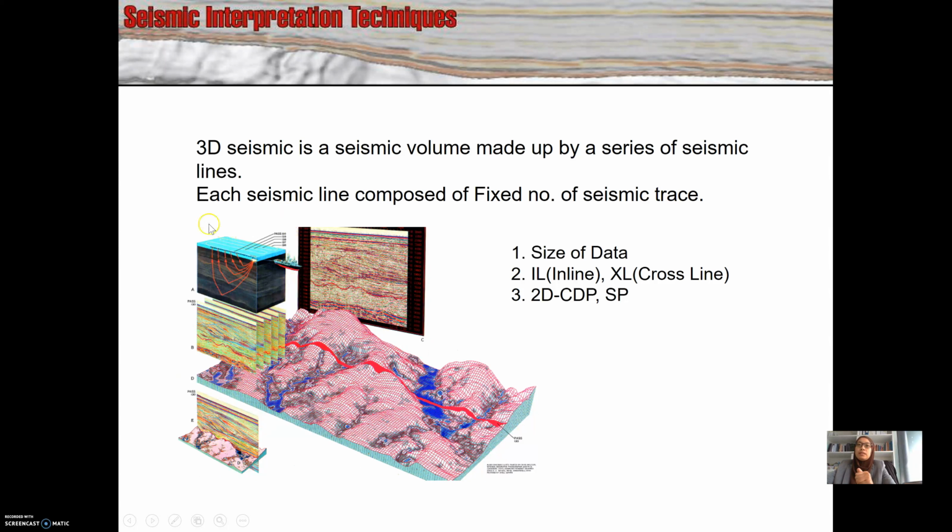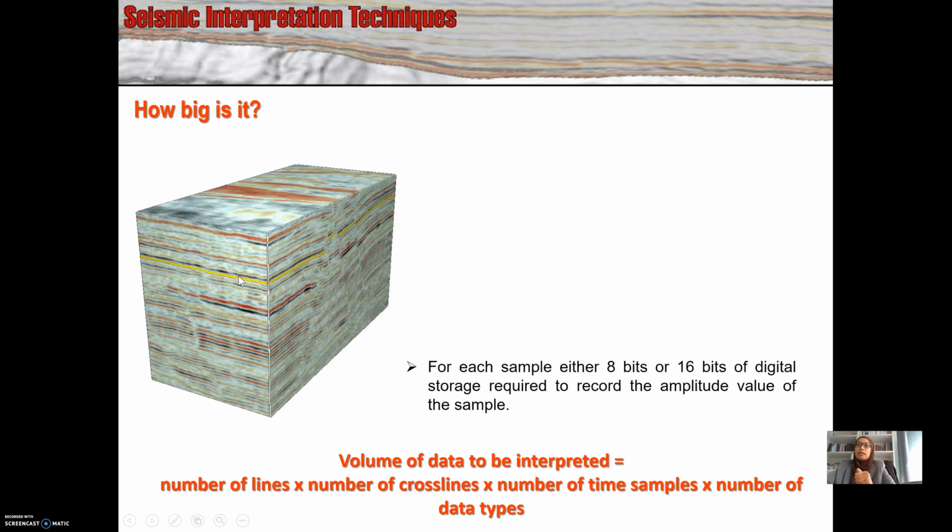So you can see this is how a volume looks like. The top view is a time slice, meaning you're going to see things in a plane view, and then this is your cross line, this is your inline. So you're going to have X, Y, and Z.